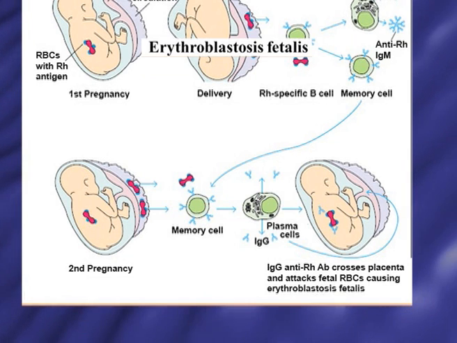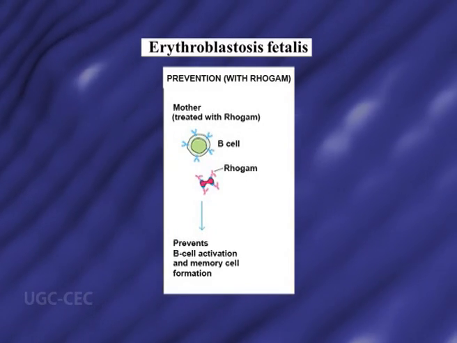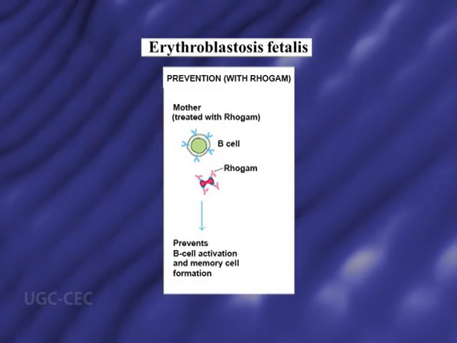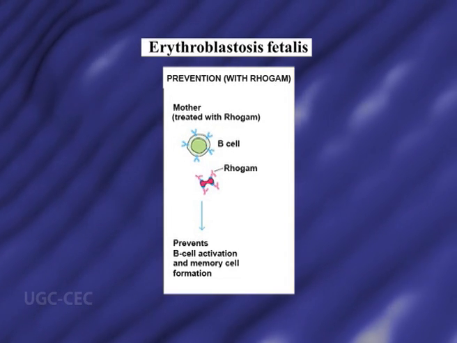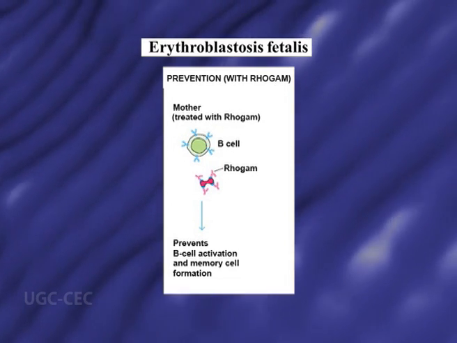IgM could not cross the placenta, but the IgG isotype can cross the placenta readily. They will cross the placenta, go to the fetus and destroy all the red blood cells, and it will create anemia. Mild to severe anemia can be observed in this case. But erythroblastosis fetalis can be prevented by administration of anti-Rh antibodies after the first delivery.